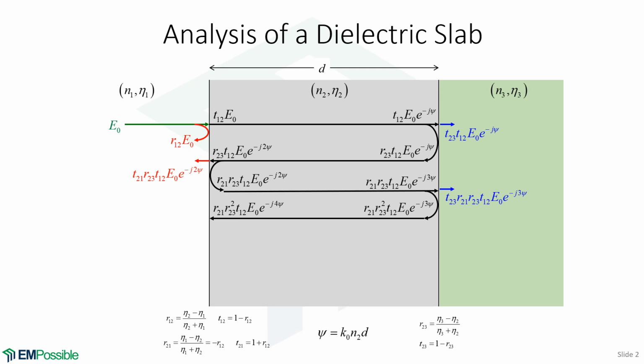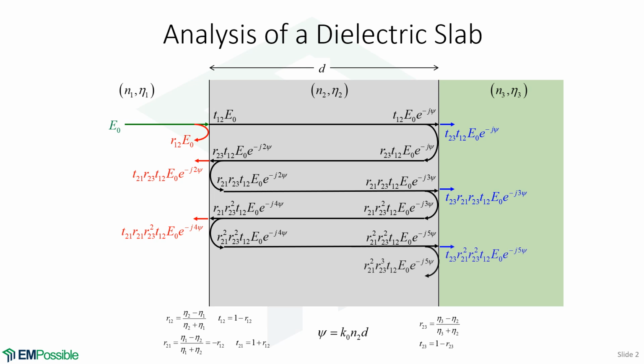This wave now travels backwards through the layer, accumulates another psi of phase, so we now have e to the minus j 4 psi. That can transmit, or it can reflect. It transmits by tacking on a T21, and it reflects by tacking on another R21. So we have an R21 squared here. Well, that reflected wave transmits, and another psi of phase we accumulate. So we're up to e to the minus j 5 psi, and that can reflect or transmit. For the transmitted wave, we tack on a T23. For the reflected wave, we tack on another R23.